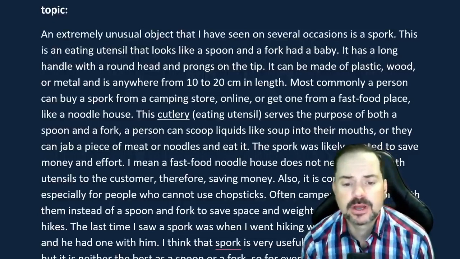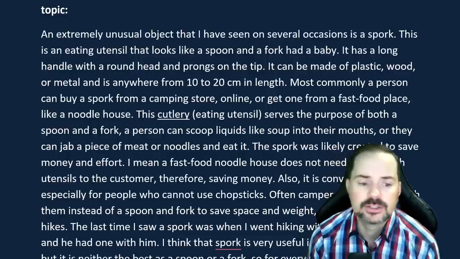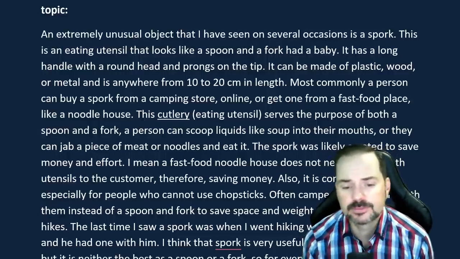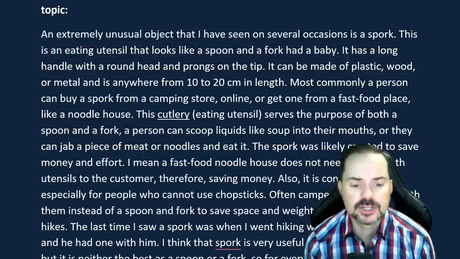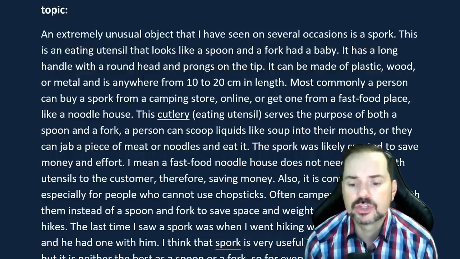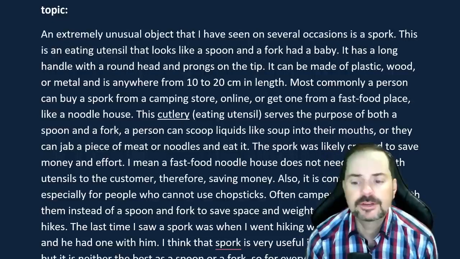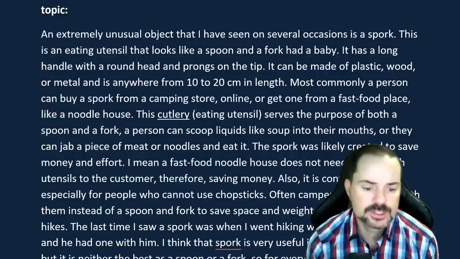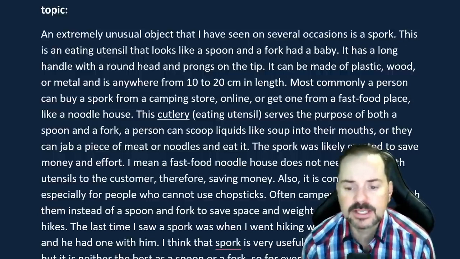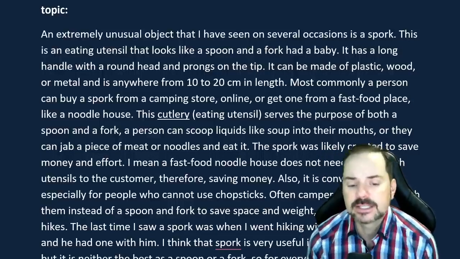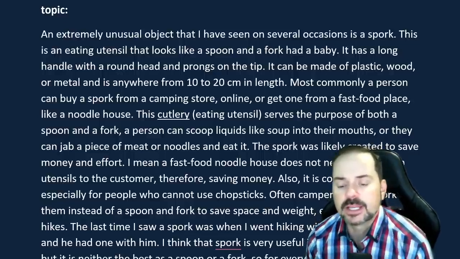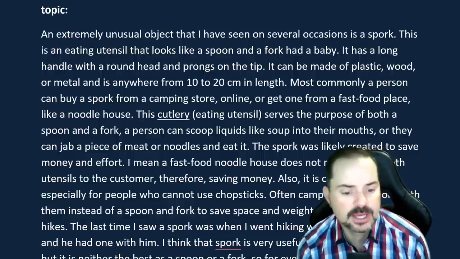I mean, a fast food noodle house does not need to give both utensils to the customer, therefore saving money. Also, it's convenient, especially for people who cannot use chopsticks. Often campers take a spork with them instead of a spoon and a fork to save space and weight, especially on long hikes. The last time I saw a spork was when I went hiking with my friend Mike, and he had one with him.